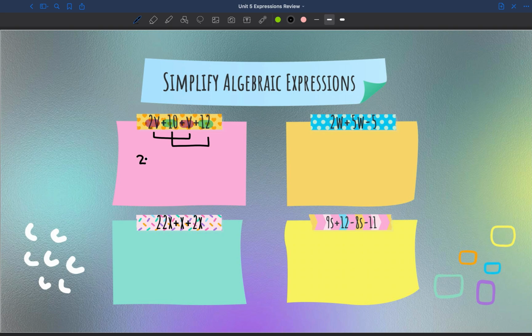So now we get 2v plus v, and we get 10 plus 12. 2v plus v gives us 3v, and 10 plus 12 gives us 22. And since they're both positive, we would get an answer of 3v plus 22, or you can write it as 22 plus 3v. And that's our simplified algebraic expression.